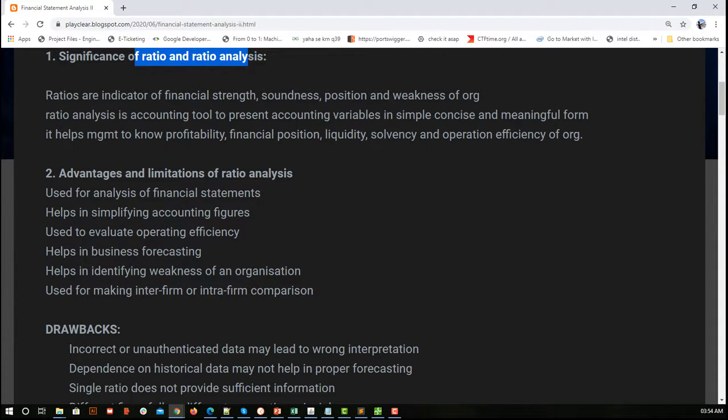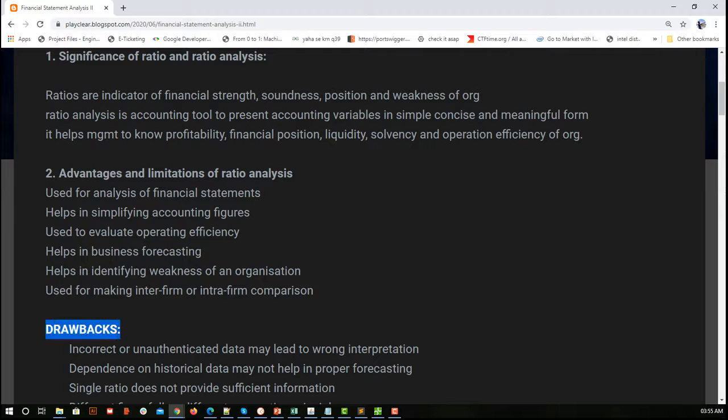Advantages: it is used for analysis and it simplifies accounting figures, because we are bringing different amounts into their normalized smallest form. If it is crore by 100, we are bringing the 100 to the smallest possible value, that is 1. That's how we are decreasing the numbers to a different scale. It is used to evaluate operating efficiency, for business forecasting, for finding weaknesses of an organization, and for making interfirm and intrafirm comparisons. If you have seen the previous video, we covered those terms: inter means among organizations, intra means within the organization.